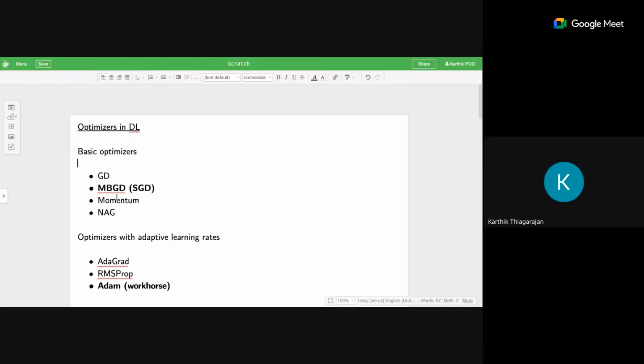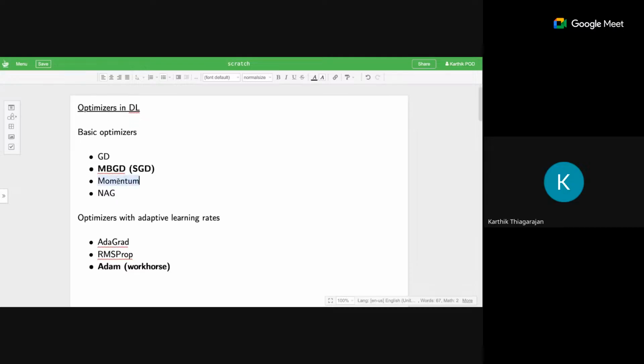Okay, and out of these, the most important concept that Adam will use is momentum, right? Momentum and some concepts from AdaGrad and RMSProp, right? So yeah, any other questions? If not, that's all. That is all I had prepared for today's session.